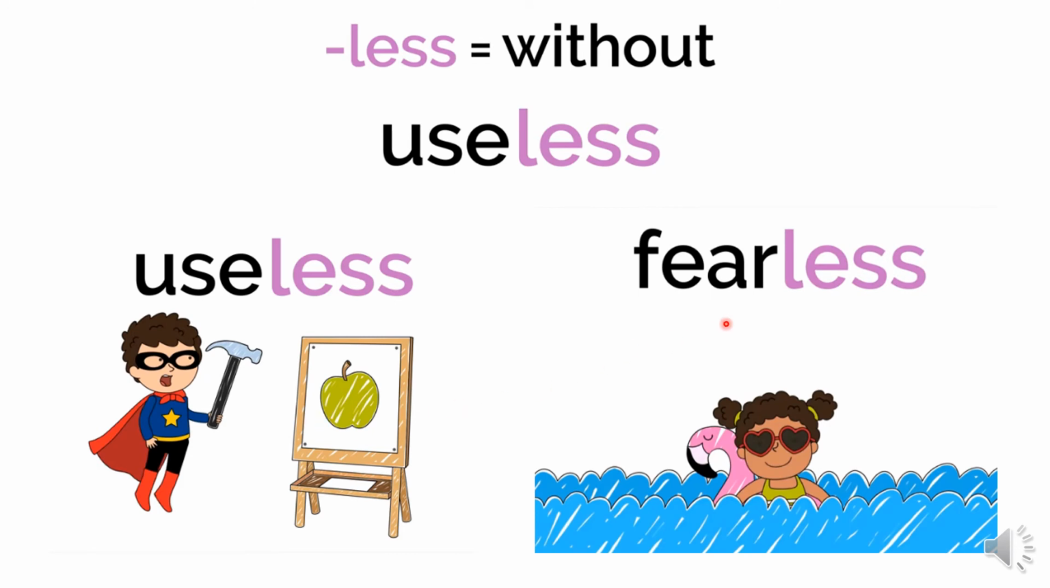Another example is the root word fear with the suffix less. It gives us a new word, which is fearless. We can say that the girl is fearless of swimming or of the sea, which means that she doesn't fear swimming, or she is not afraid of swimming or of the sea.